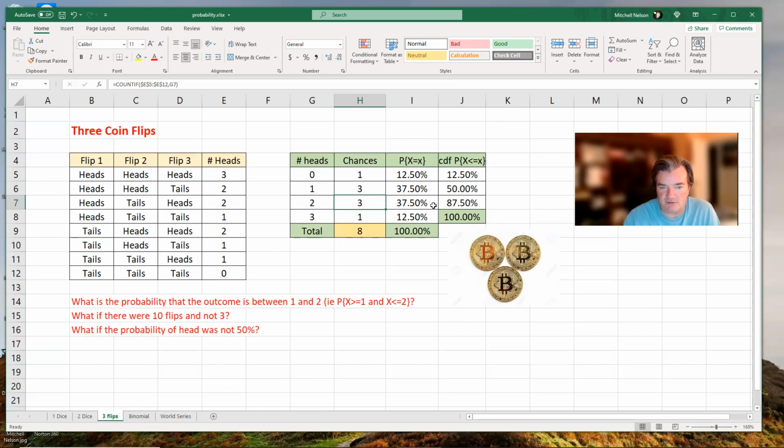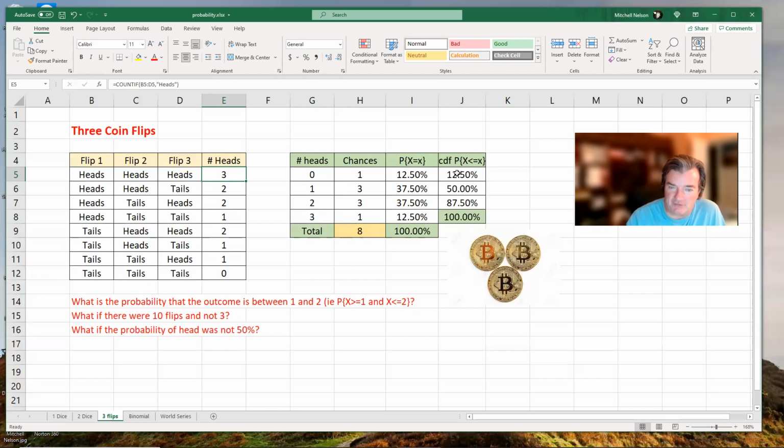Two heads also has a 37.5% chance. There's three ways to get two heads, 1, 2, and 3. And then there's only one way to get three heads. This one, the first one. Okay. So once again, the probability distribution function for zero heads is 1 out of 8. Right? That's what 12.5% is. The probability that I get exactly one head is 37.5%, which is 3 out of 8. Probability I get two heads, 3 out of 8. Probability I get three heads, 1 out of 8.